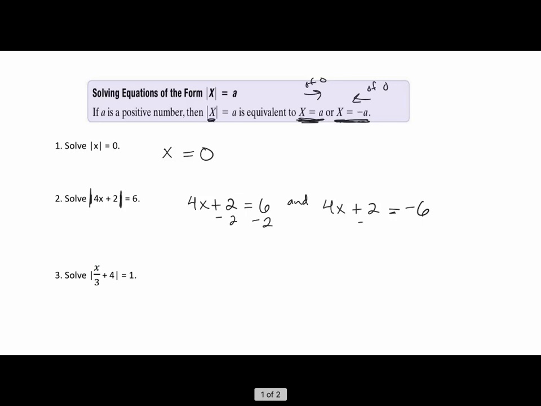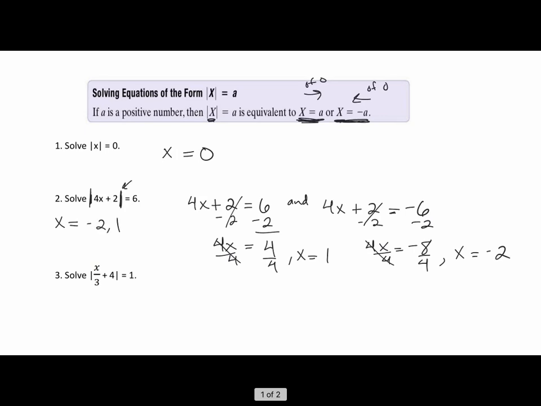So we'll subtract 2 from both sides of the equal sign. Then 4x equals 4, and 4x equals negative 8. And then we divide both sides of the equation by 4 so that x equals 1 and x equals negative 2. So this will have two solutions that make that distance 6 units, a negative 2 and a positive 1.